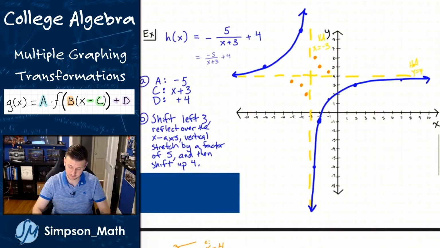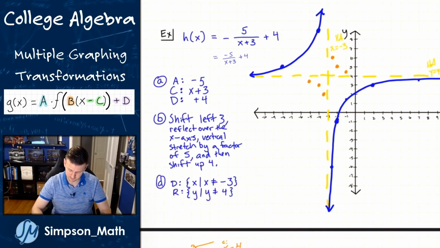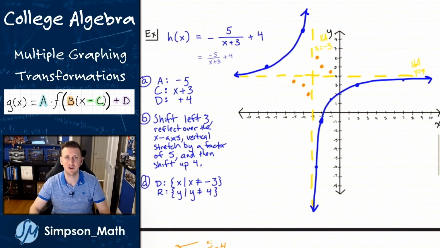Oh, domain and range. Domain and range hasn't changed even with the stretch. There we go. I have one last example that you're going to do on your own.